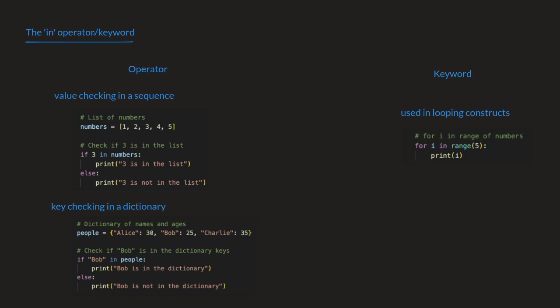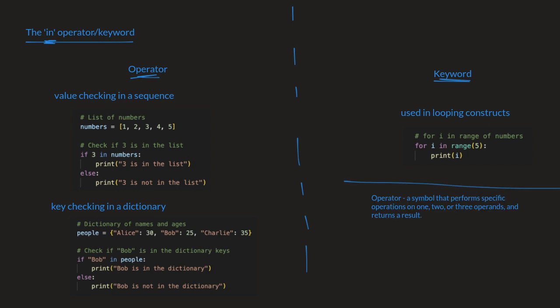The in operator / keyword in Python. So in Python, we have a symbol, in, and it's used in two different ways. It's used as an operator and it's used as a keyword. Before we go into the actual implementations of either of those, let's understand what an operator is and what a keyword is.